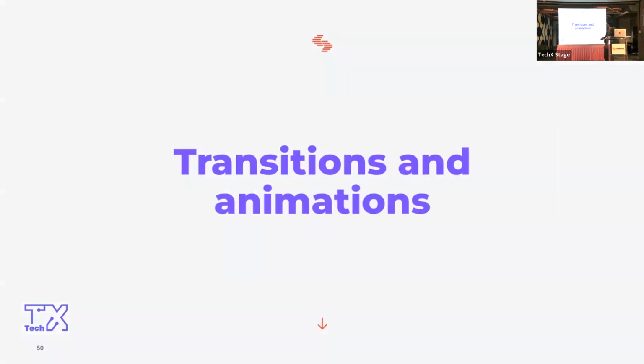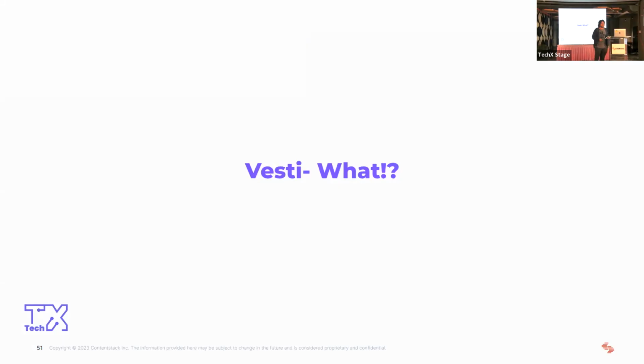Cool, let's move on. This is the final thing I want to talk about: how you can have accessible transitions and animation. Now, our body has something called the vestibular system. What is a vestibular system? It basically helps you with orientation and balance.